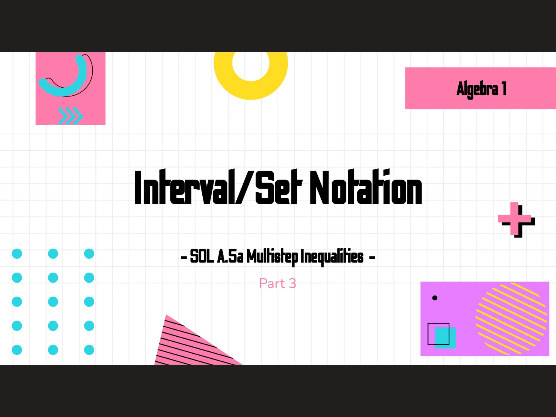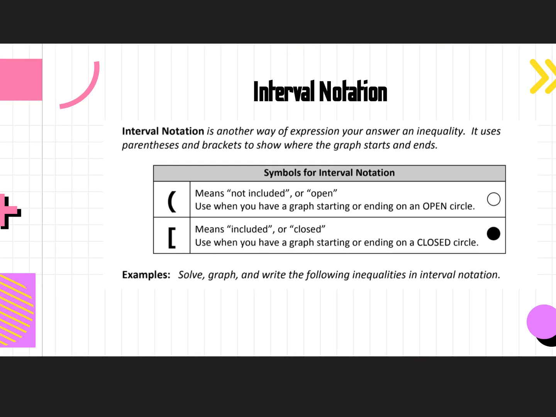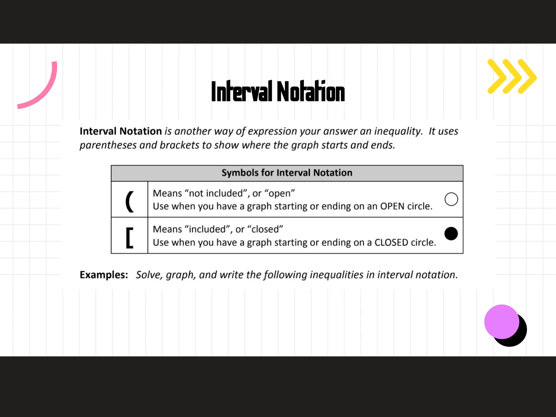For today's lesson, we're going to take a look at interval and set notation when solving multi-step inequalities. All right, so the first thing we're going to look at is interval notation. Interval notation is another way of expressing your answer in an inequality. It uses parentheses and brackets to show where the graph starts and where the graph ends.